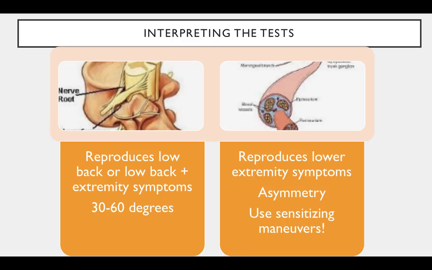In the case of nerve root pathology, the straight leg raise will either reproduce the patient's low back or low back and lower extremity symptoms between the ranges of 30 to 60. In the case of a peripheral nerve root, a positive test is a reproduction of the patient's lower extremity symptoms or a difference of 10 or more degrees. We must be extra careful to be specific with the sensitizing maneuvers here to distinguish which peripheral nerve.